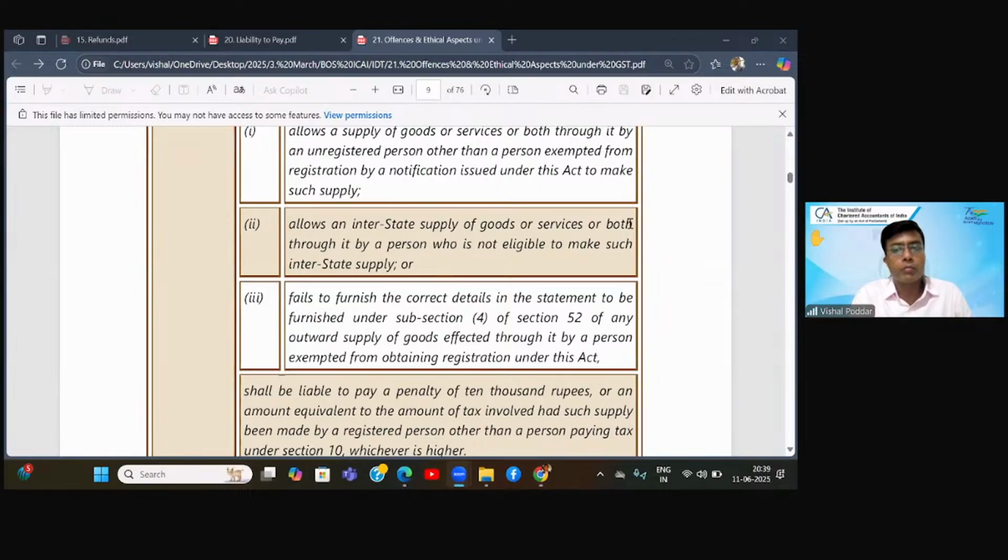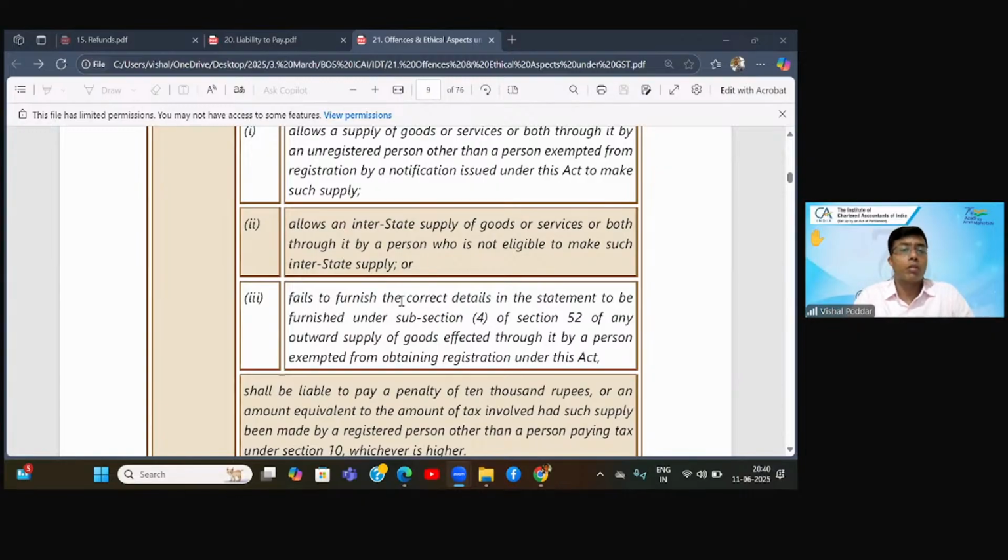Allows an interstate supply of goods or service or both through it by a person who is not eligible to make the interstate supply, like the composition dealer. So if you know, composition dealers who are registered with the portal are not allowed to make interstate supply, but if the portal allows them to make interstate supply, that is, for a composition dealer, the portal is supplying the goods of the composition dealer outside the state, it will be an offense by the portal.